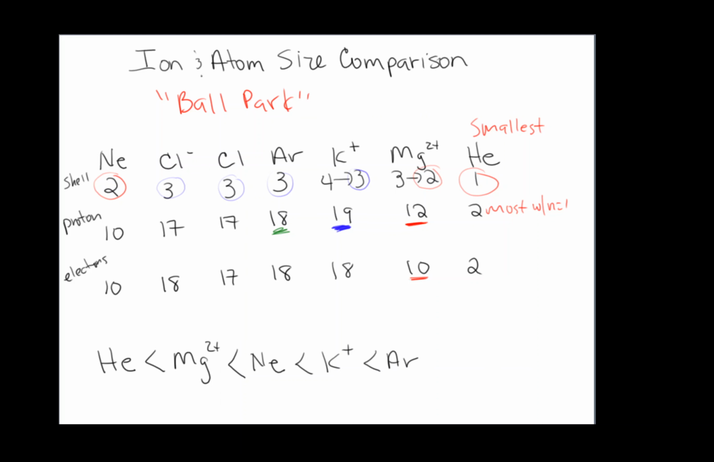All right, and that comes down to my 2 chlorides. I have 17 pulling on 18 and 17 pulling on 17. Well, this is going to be the most effective, and so we're going to put chlorine and then chloride. So first I compared shell, and then I looked at the proton and electron ratio. And again, it's a ballpark. We could look at these actual numbers and be really close, or perhaps these two would have switched, but it gives us a great idea for overall atomic size.